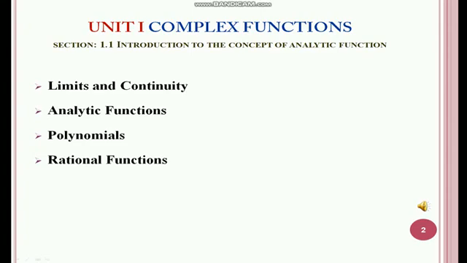z can be written as z = x + iy, where x, y belong to the real number system, and i = √-1 indicates the imaginary part. w can be written as w = u + iv, where u, v belong to R. Here f stands for the function and f(z) for a value of the function. In this unit, we are going to see limits and continuity, analytic functions, polynomials, and rational functions.